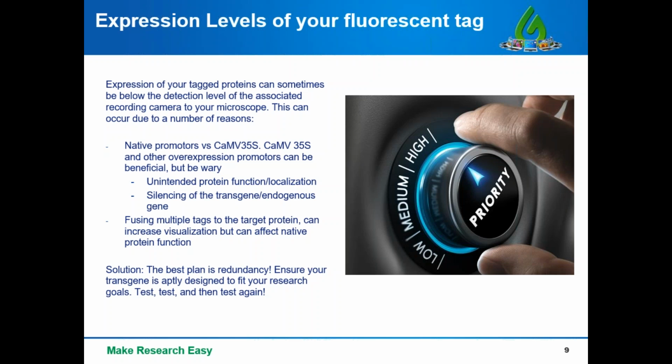So the solution to this, in my experience, is to plan for redundancy. What I mean by this is to have several lines transfected with your transgene and then analyze these lines for the level of expression seen. That way you can rank them based on expression and see whether one might be expressing too high and one might be expressing too low, and then you might have one that's just right. You'll also want to ensure that your transgene is aptly designed to fit your research goals. So again, test, and then test again to make sure that your transgene is expressing at levels adequate for your goals.